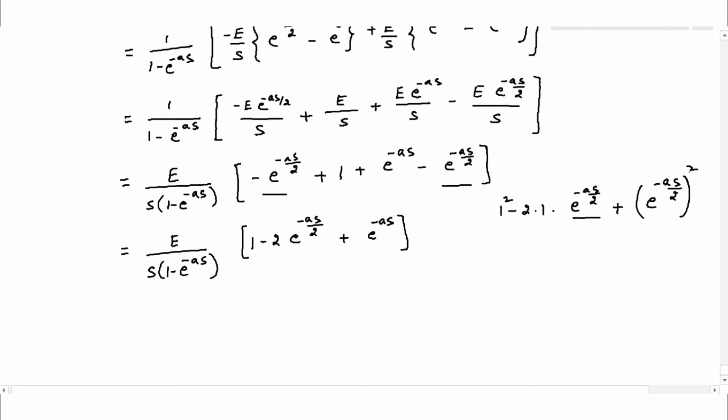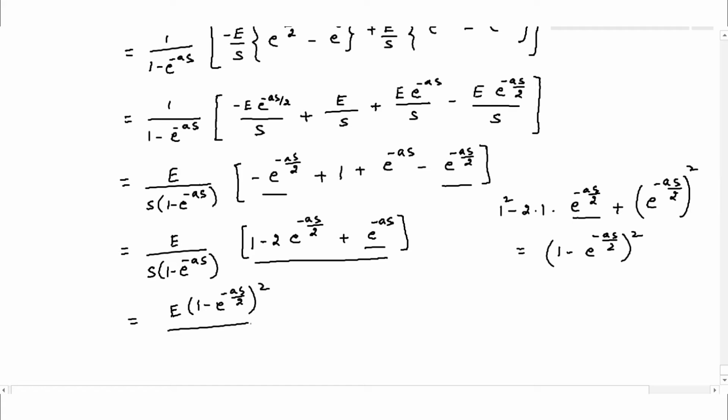So is it not in the form of a square minus 2ab plus b square? So here this 2 and 2 will get cancelled and you will be getting back this value of e power of minus as. So can I write this expression as a minus b, a is 1 minus b value is e power of minus as by 2. So a minus b whole square. So this whole expression can be written in that form. So if you try to rewrite this, it becomes e times of 1 minus e power of minus as by 2, whole square, whole divided by s times of 1 minus e power of minus as. So this problem has been further reduced in the form as we have done in the previous example.